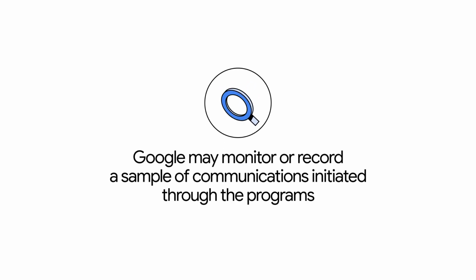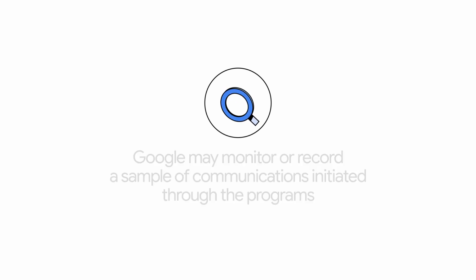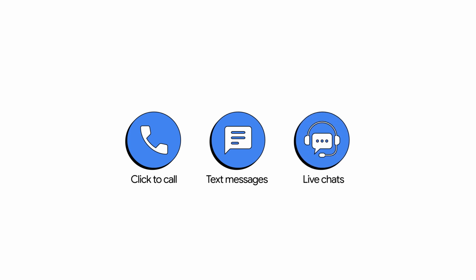To evaluate and improve the quality of programs, Google may monitor or record a sample of communications initiated through the programs. This includes click-to-call, text messages, and live chats. By accepting these terms, you're essentially giving the green light for this quality checking process.